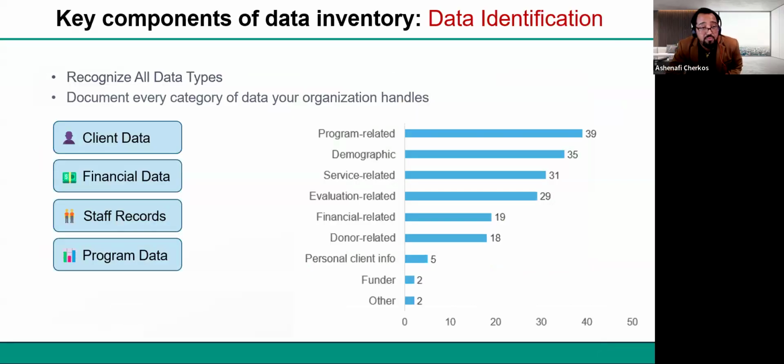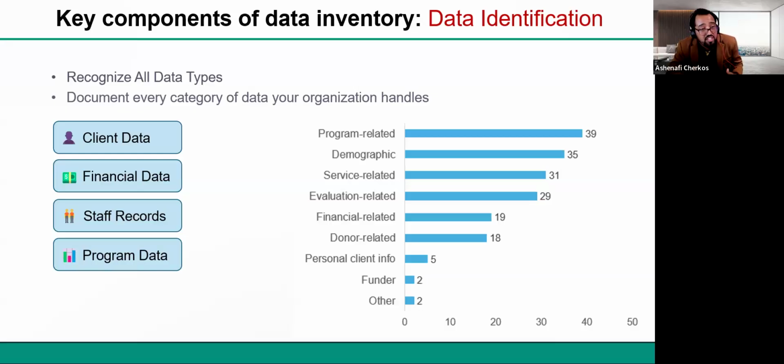So the first key component of data inventory is data identification. This is really the first step in building a solid data inventory. It's about knowing, recognizing, and documenting exactly what type of data your organization collects and works with.